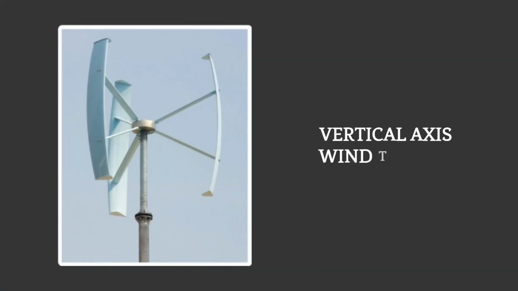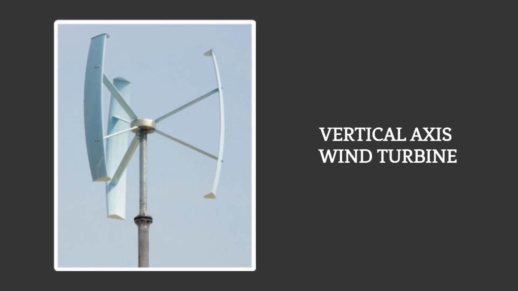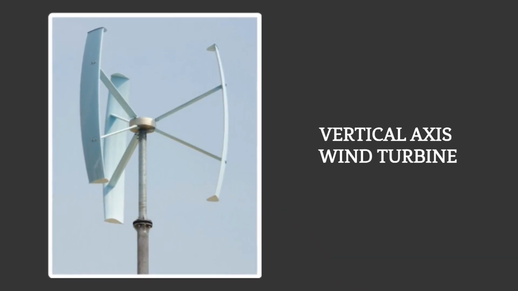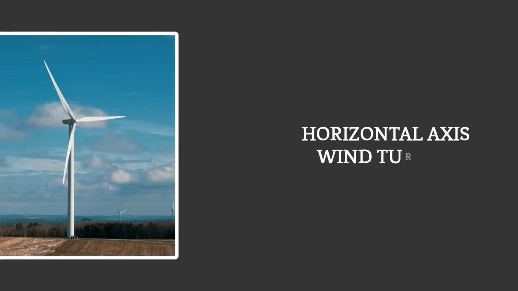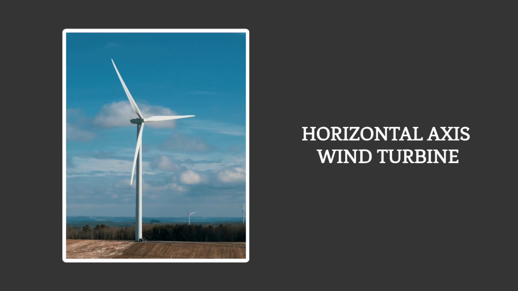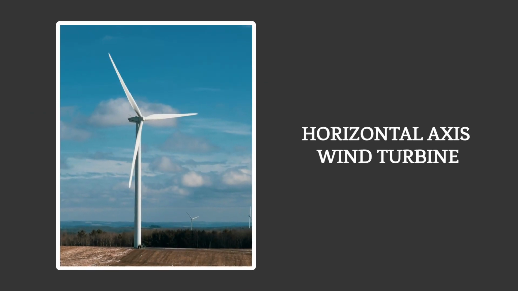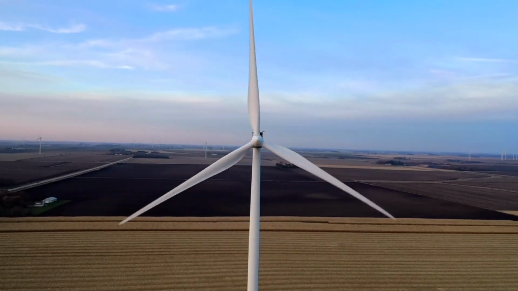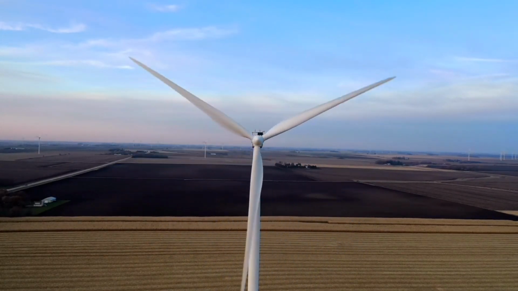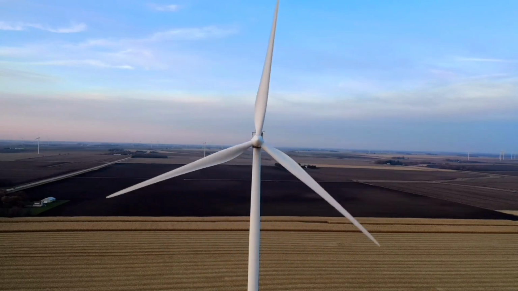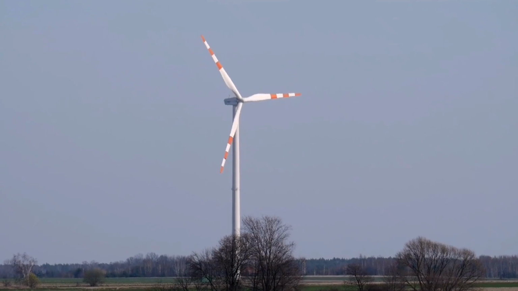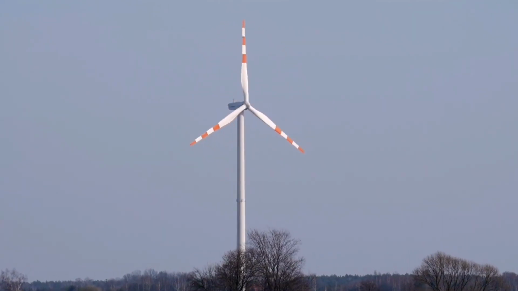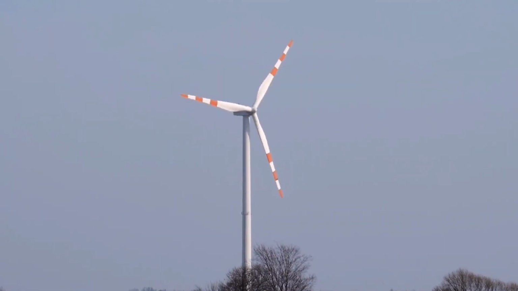Vertical axis wind turbines have blades that rotate around a vertical axis. Horizontal axis wind turbines have blades that rotate around a horizontal axis. Many wind turbine blades are made of fiberglass and have a lifespan of about 20 years. The blades must be strong and stiff, lightweight, and also resistant to fatigue.